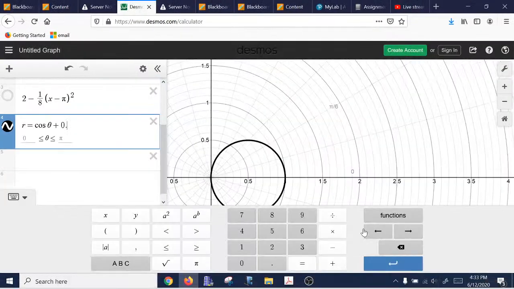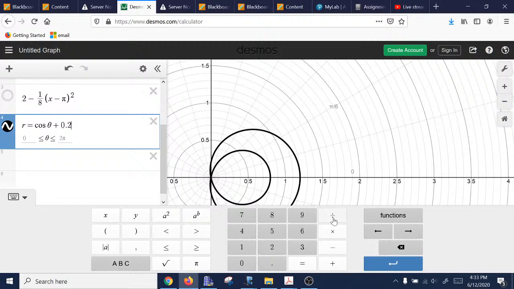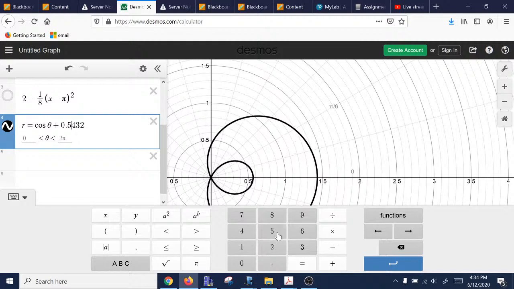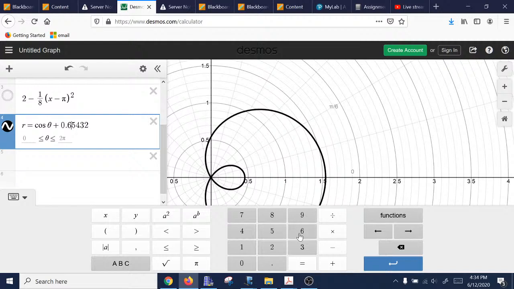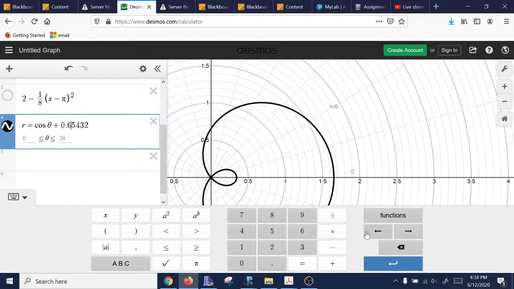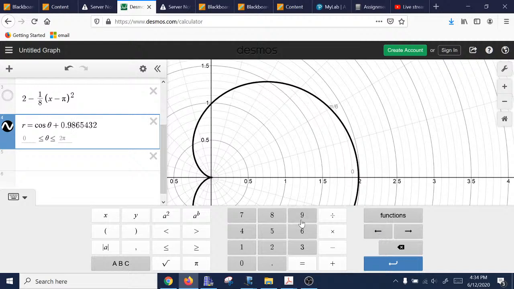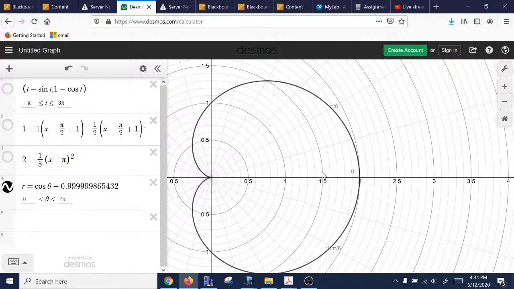From 0.1 to 0.2 to 0.3, 0.4 to 0.5 to 0.6 to 0.78. So the little loop is getting smaller and the number of angles that it represents is getting smaller. To 0.98, so now we're almost at 1. And when I get right at 1, I get the cardioid type thing. So this is like a loop that has shrunk down to 0.